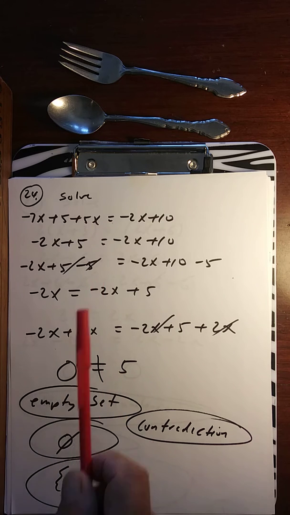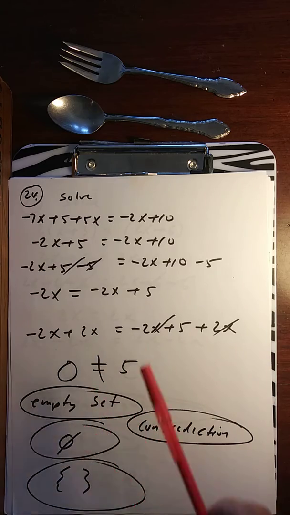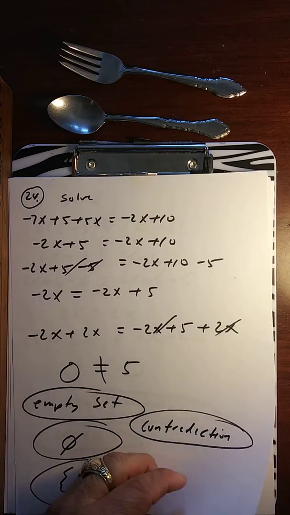So that means that it's the empty set, a contradiction. This is the empty set, the null set. Doesn't work. There's nothing that will work in this.